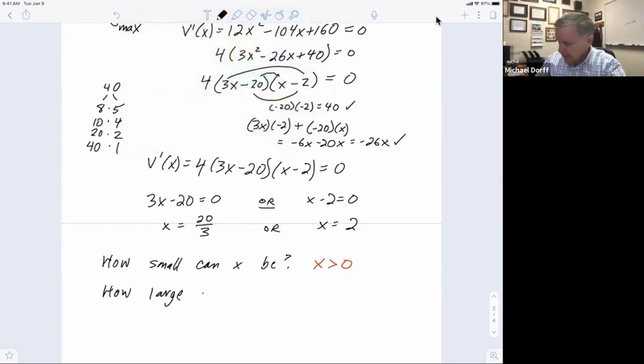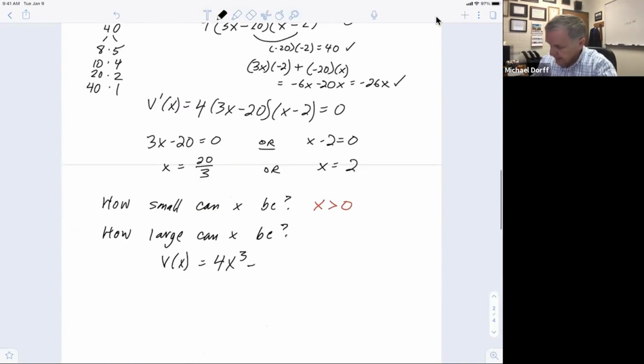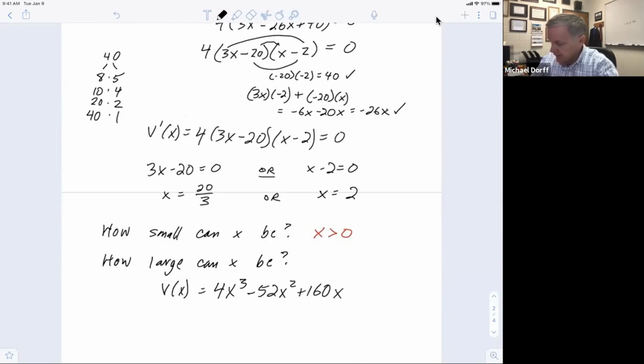Also, how large can x be? Well, if I just look at the polynomial, remember we had the polynomial that was 4x cubed minus 52x squared plus 160x.